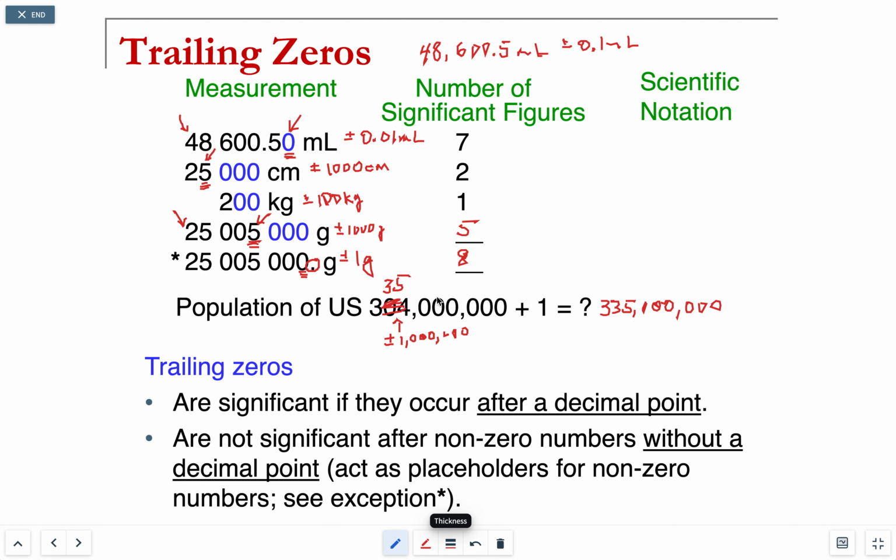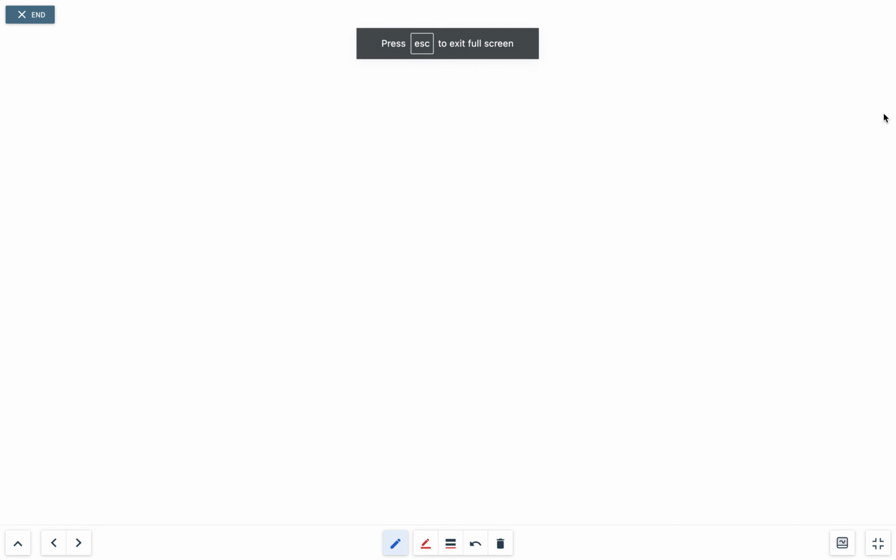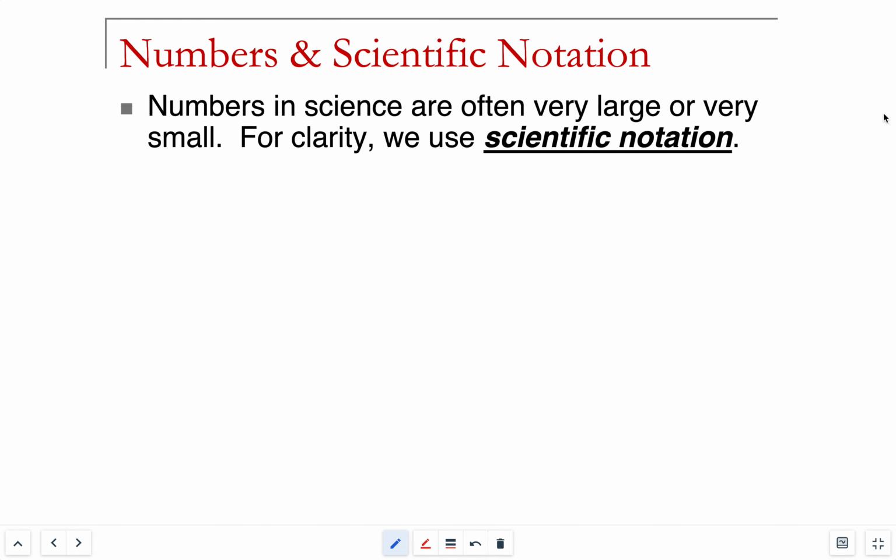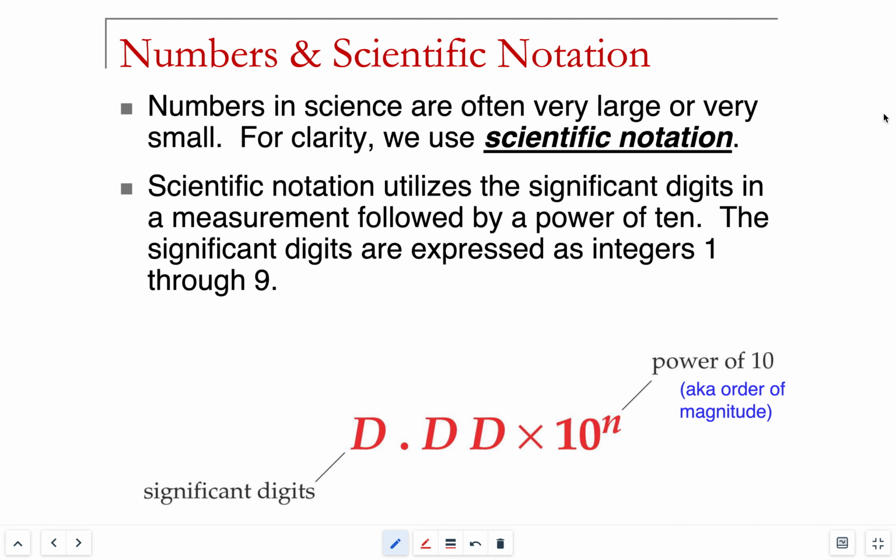Now let's go ahead and look at scientific notation. So we express numbers in scientific notation for dealing with very large or very small numbers, and in so doing, we're also going to express uncertainty in that measurement. Generally, scientific notation will have one digit followed by a decimal point, and then 0 or 1 or more digits after the decimal point, multiplied by a base 10 raised to the power of n.